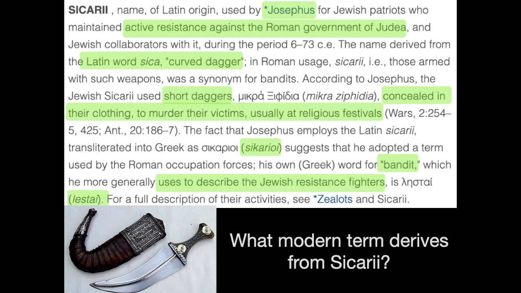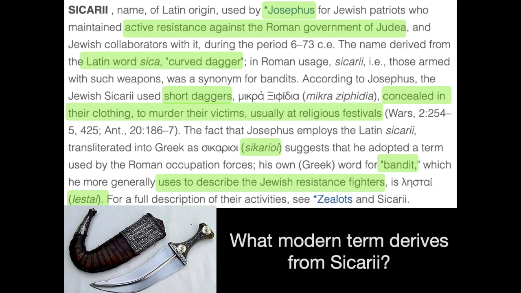As you can see here, their name derived from the Latin word sica, which meant curved dagger, which was this curved dagger they would hide in their cloaks. And so they would go to people, just in broad daylight, especially at religious festivals when Jerusalem was packed, and they would go and they would stab someone, and they'd be able to hide their murder weapon in their clothes and just get away. And no one really could see what happened. It would just happen so fast, and it would be so crowded that people couldn't tell what happened. The weapon was well hidden.